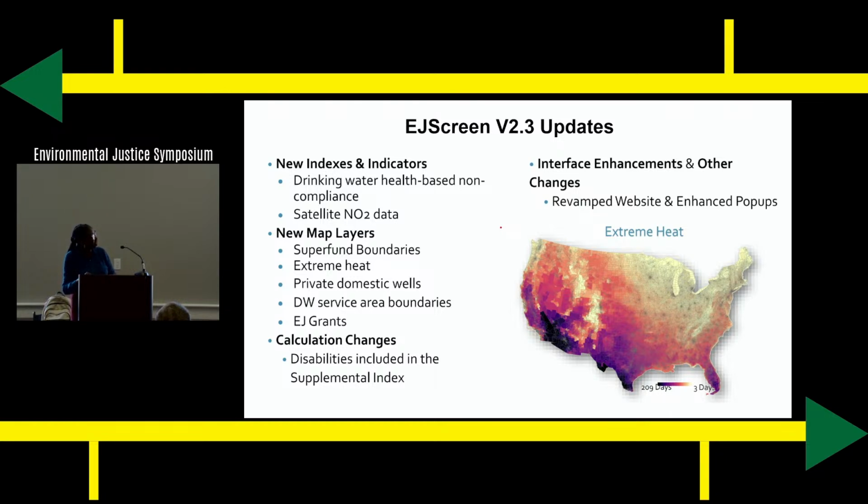So the new EJScreen 2.3 has new indices that have been added. We have satellite data, which they didn't have before. We now have it, which is the NO2. We have a drinking water health-based compliance indicator. We now have new map layers: the Superfund boundaries, extreme heat layers, private domestic well layers, and EJ grant layers. I know you've been interested in these layers. You can click on the EJ grant layers and see communities that have received grants from the EPA. Then you also have disability included in the supplemental index, and the website has been revamped.